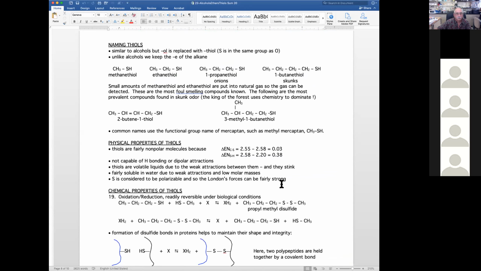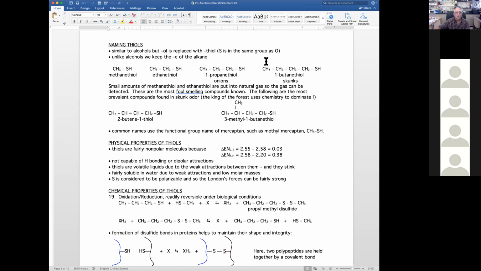What about thiols? You name them similar to the alcohols, but you replace the word "ol" with thiol, and unlike alcohols, we keep the E. So this would be methane thiol, ethane thiol, propane thiol, butane thiol. But notice in these two cases, I have to say where the thiol group is, because it could be carbon number 1 or carbon number 2. That'd be 2, and that'd be carbon 1 again.